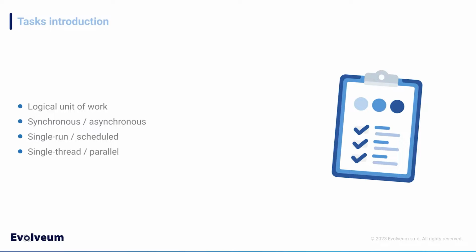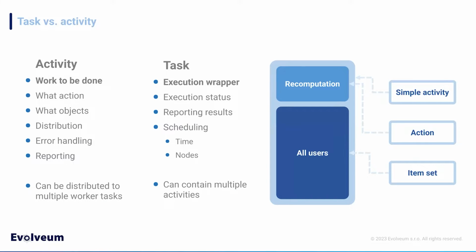And then the task can be something that is easily executable, so it's like a single thread, and you don't worry much about the throughput or the performance. Or if you have really a lot of objects that you need to process, you can even run tasks in parallel, and we will get to this later, as I already said in the agenda. Okay, now let's move to task versus activity.